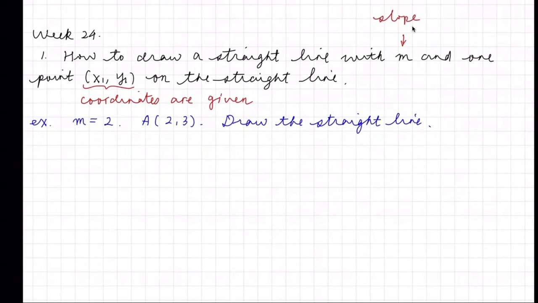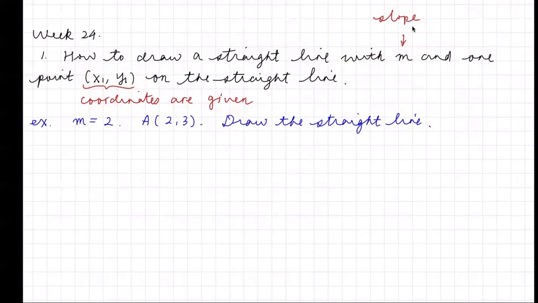The first thing is, how do we draw a straight line if we're given the slope of the straight line and 1 point of the straight line? So if we're given the slope m, and we're given 1 point, which is x1, y1, this means the coordinates of the point are given. If we know these two pieces of information, how do we draw the straight line in the coordinate plane?